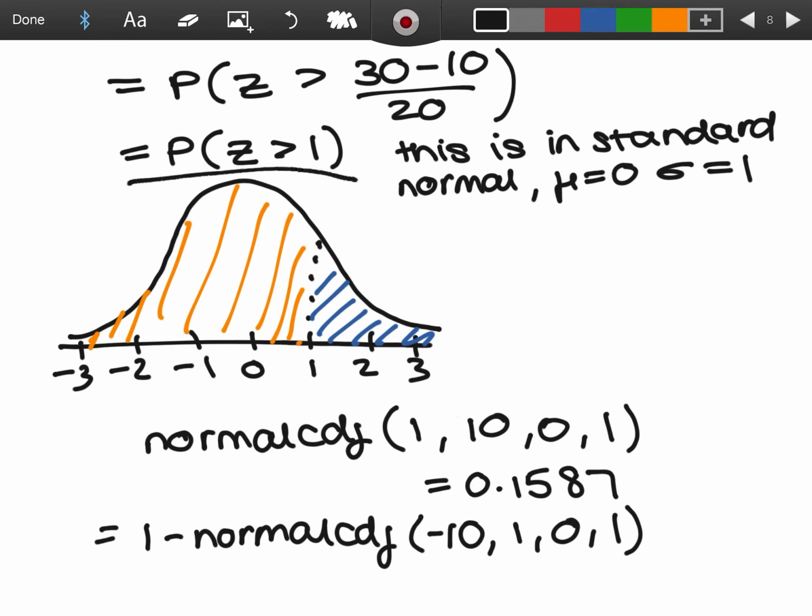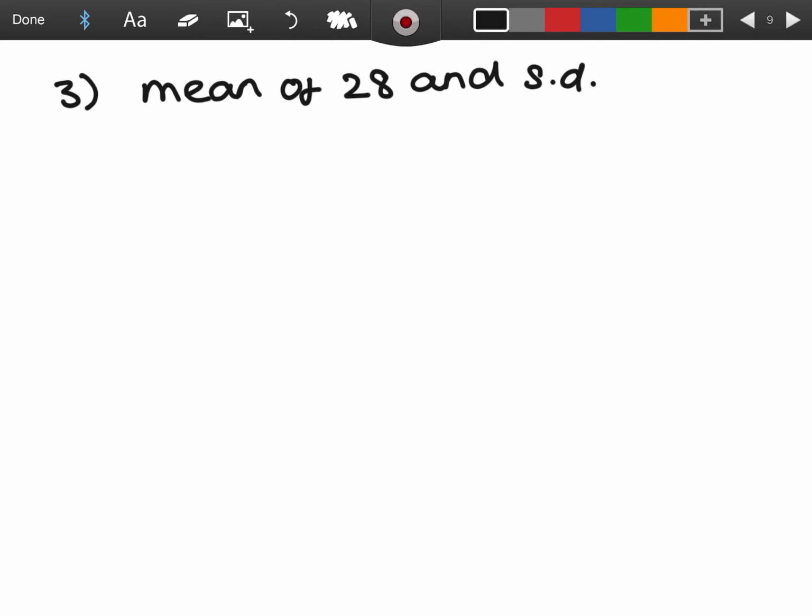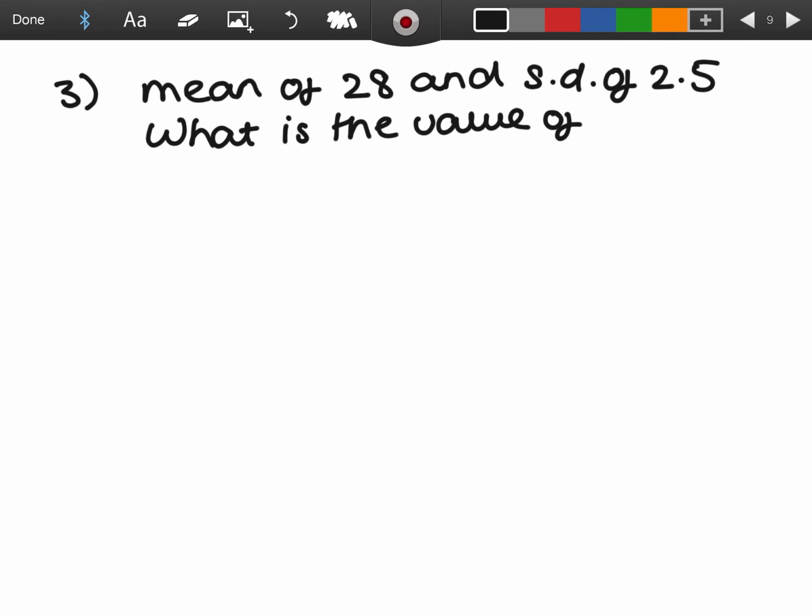So the next example that I'm going to do is going to be one where I'm trying to find a value. So I'm going to use inverse norm. I'm now going to have a mean of 28 and standard deviation of 2.5. And I want to know what is the value of the normal random variable.